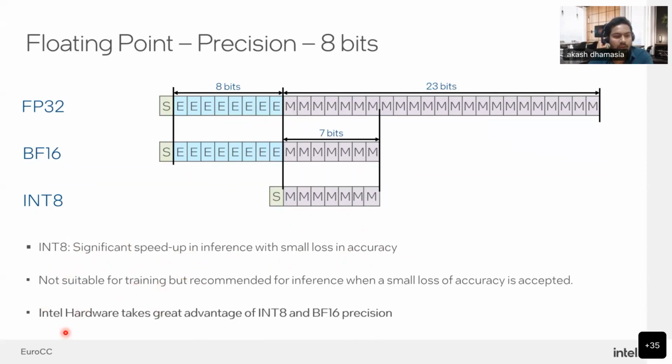And then Intel hardware uses int8 or bfloat16 precisions to make your application smaller and faster. You can use these kinds of data types to make your application very fast.